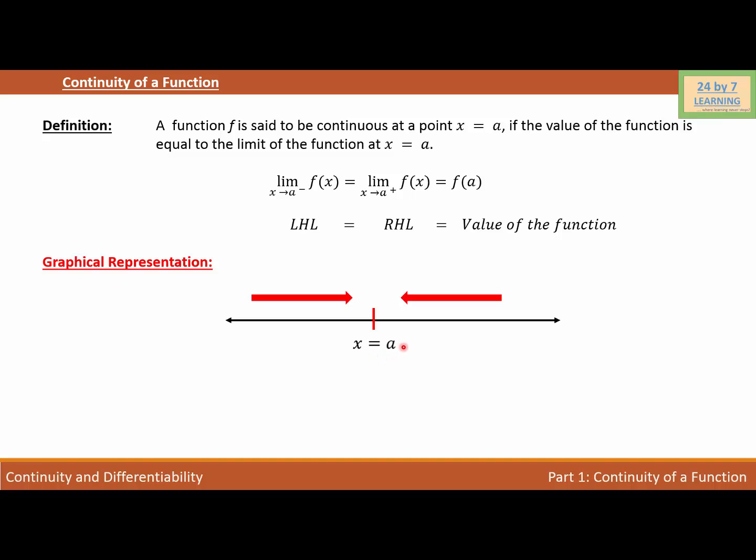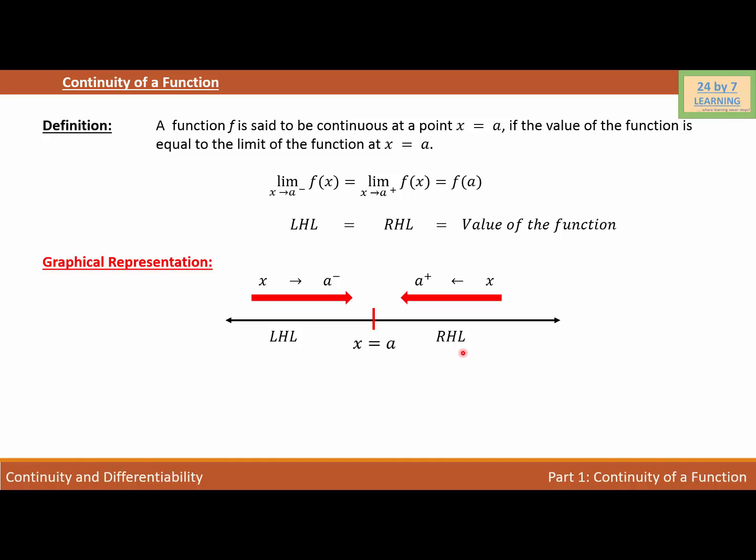That technically means that the value on the left-hand side is a minus and the value on the right-hand side is always a plus. In other words, if we approach from the left side, the value is always a minus something. In the same way, if we approach from the right, the value is a plus something, which is always greater than a. So this side of the limit is known as the left-hand limit and this side of the limit is known as the right-hand limit.